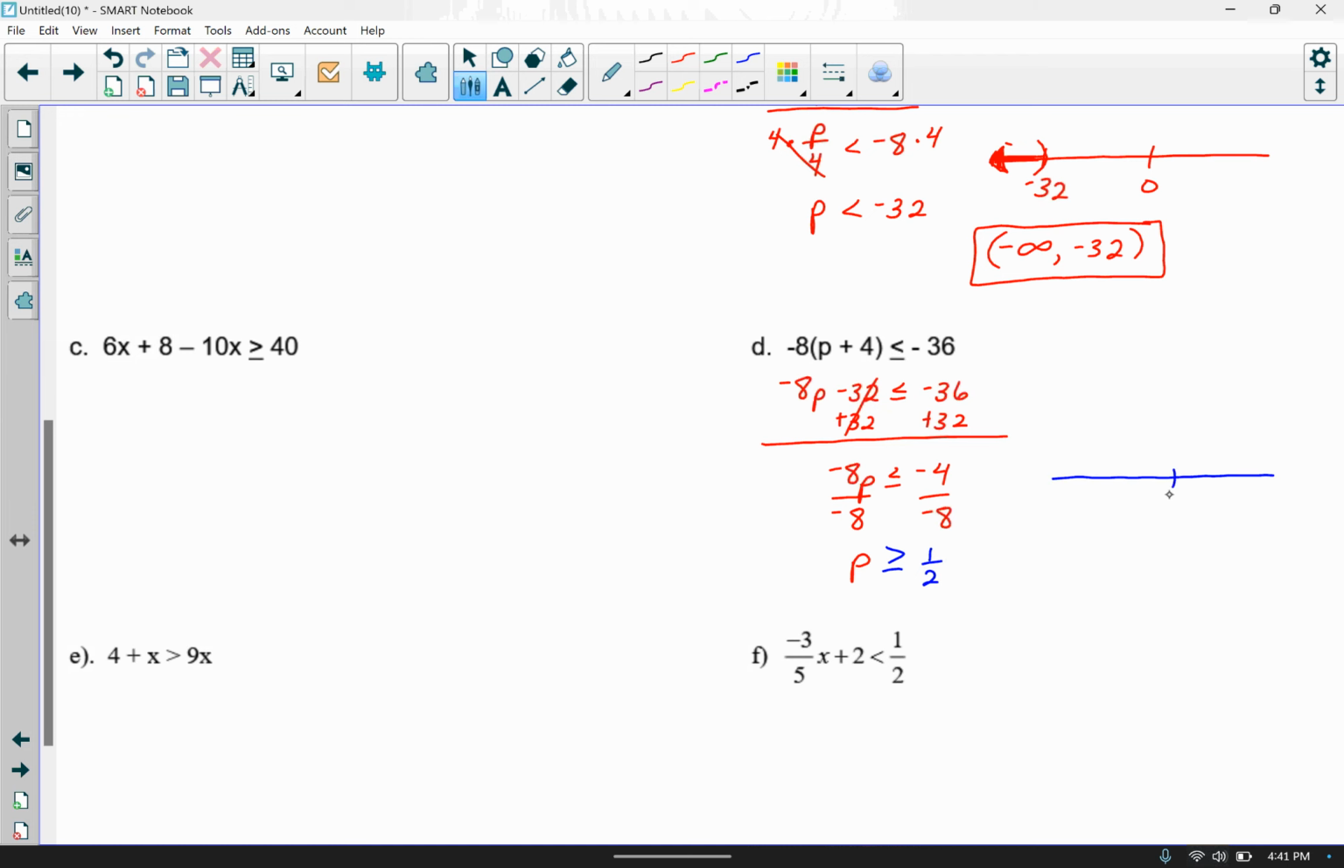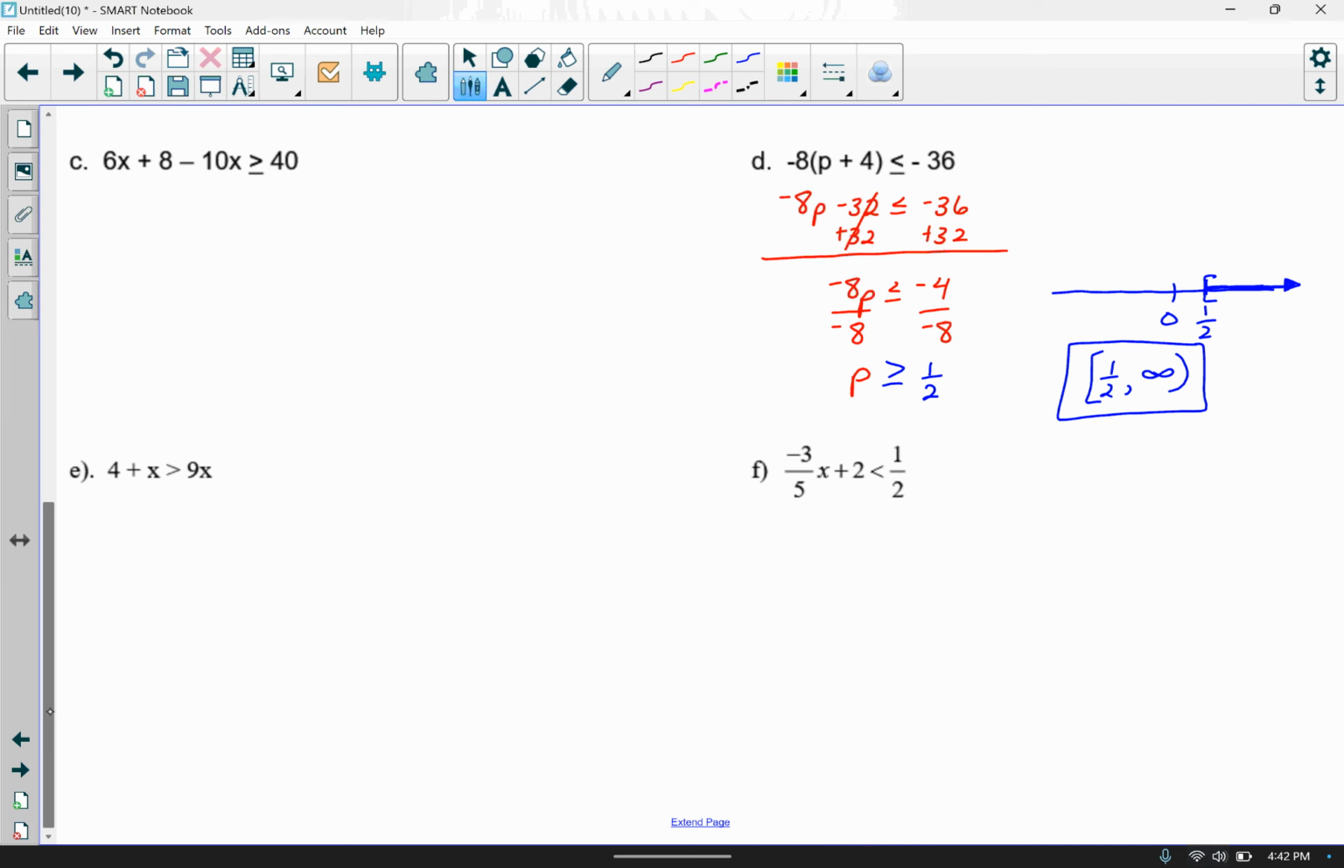Let's get you a picture. So 0, 1/2 is positive, so I'll put it on the right-hand side here. Bracket or parenthesis? Since it's equal to, I'm going to get a bracket. This inequality sign is pointing to the right, so I get to shade to the right. So now if I write my interval notation, this graph starts at 1/2 and goes to the right forever. Bracket, parenthesis. Final answer for my interval notation.